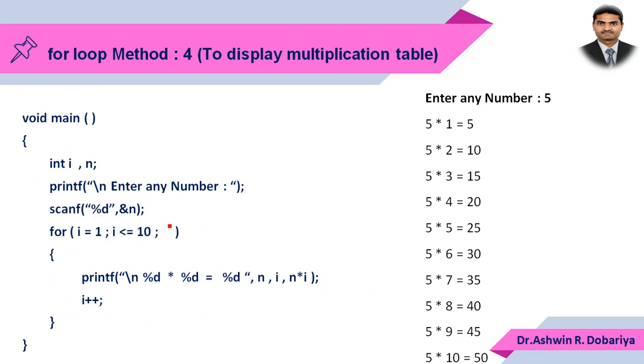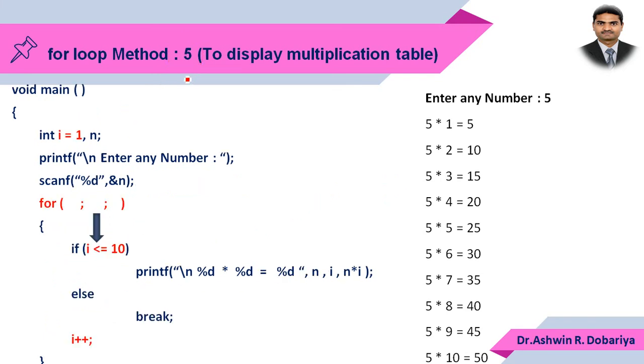Fourth method: initialization we can do in the for, condition we can do in this, but the increment or decrement we can write inside the for loop. So this is the fourth method we can write. This is also one of the ways to write the for loop. Again it will display the same output on the screen. So friends, this is the fourth method we can write the for loop.